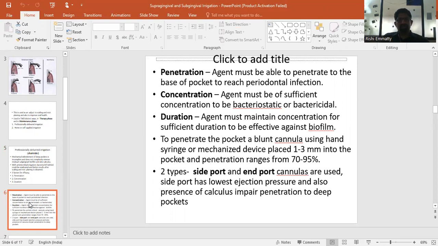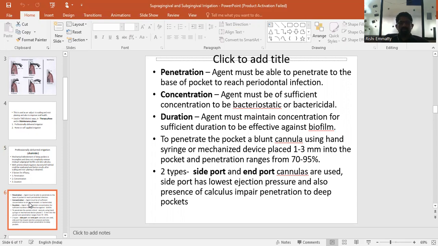The agent must maintain concentration for sufficient duration to be effective against biofilm, because your GCF and your saliva, everything is present. So the agent must be able to, like chlorhexidine has a substantivity of 12 hours, maintain the concentration against the biofilm for some time. To penetrate the pocket, a blunt cannula is used, with a hand syringe or mechanical device, placed 1 to 3 millimeters into the gingival surface of the pocket, and the penetration ranges from 70 to 95%.